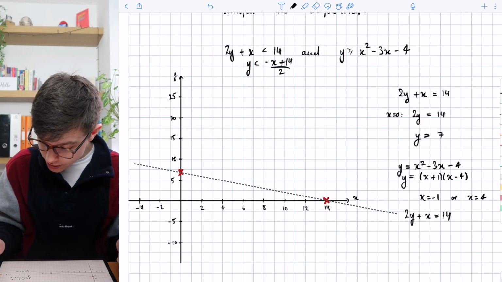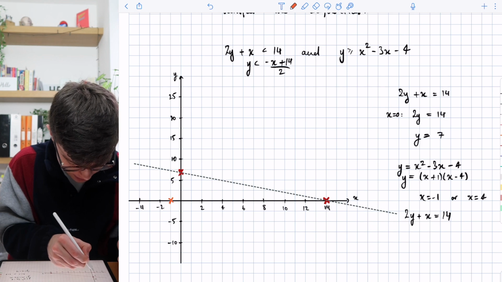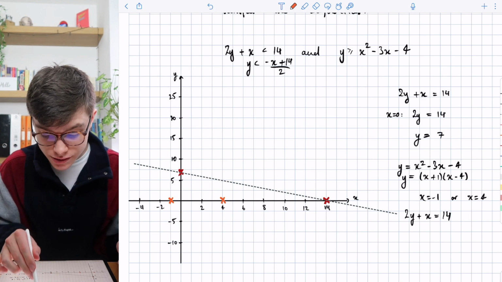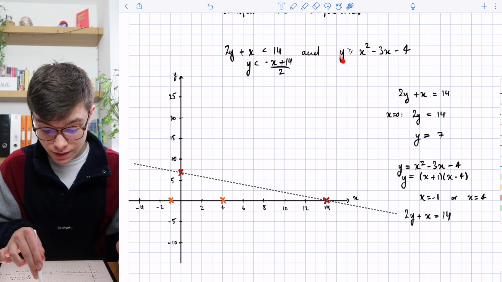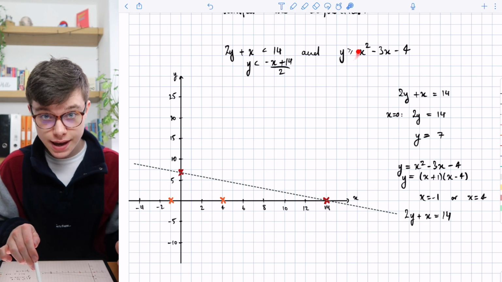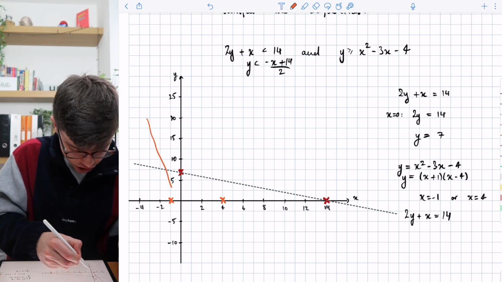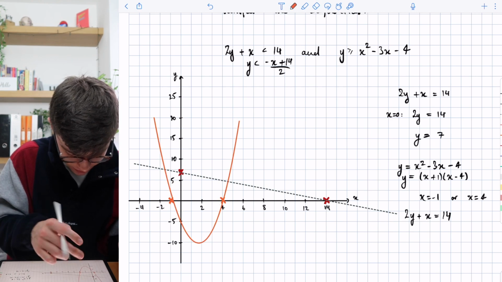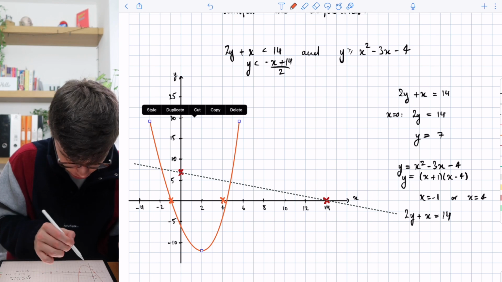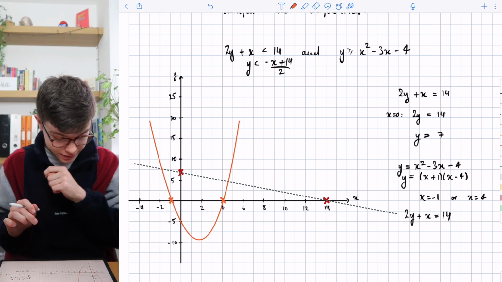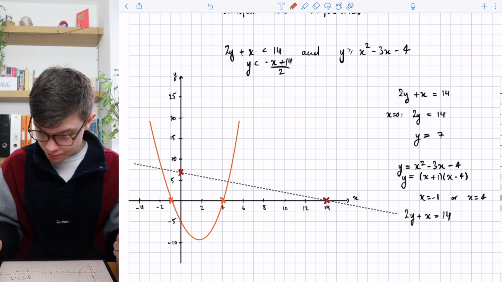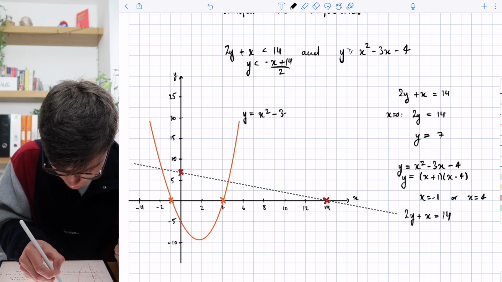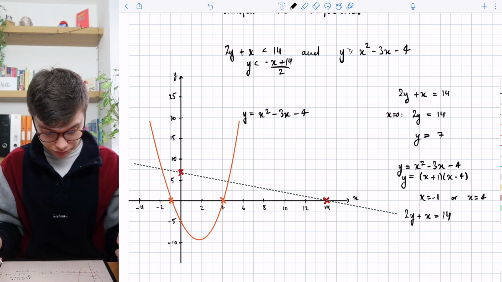So we can sketch, we can do these in orange. Here is minus 1 and there is 4. And we can sketch this using a solid line because our inequality contains an equals. We can sketch it looking something like that, crossing through our roots there. And I can write that on, that is y is equal to x squared minus 3x minus 4.